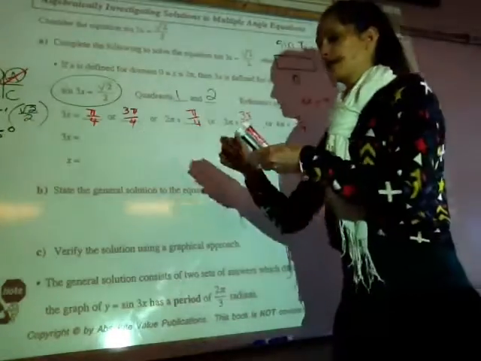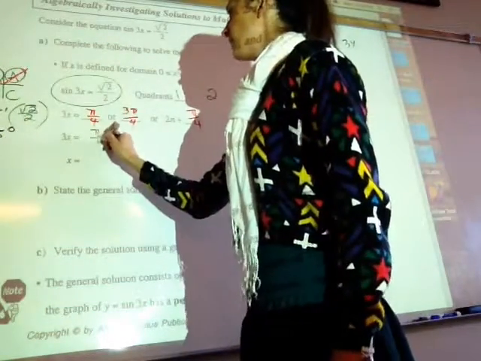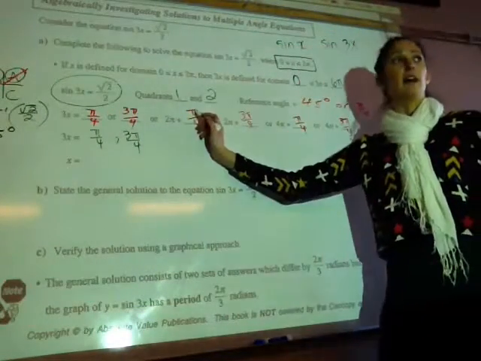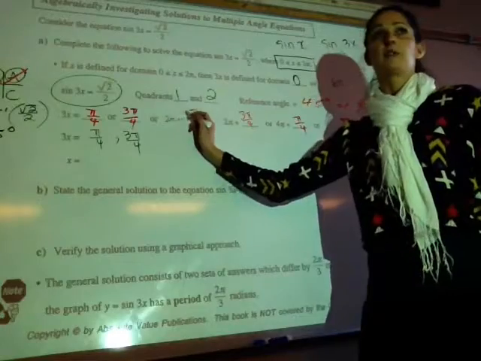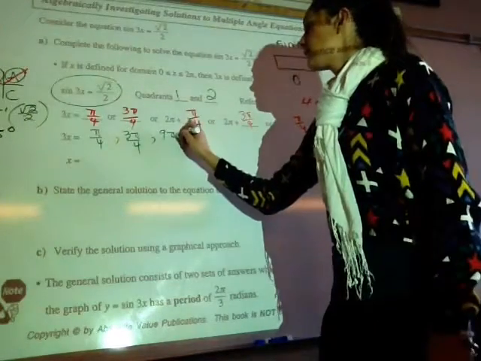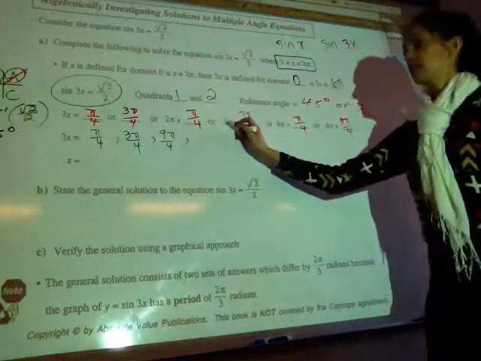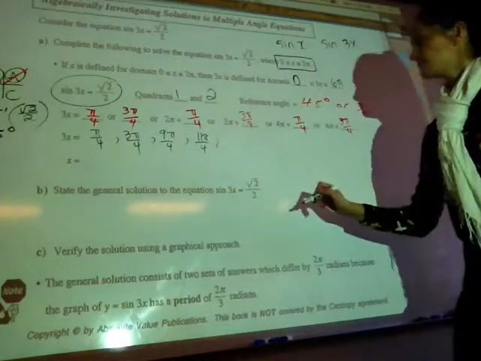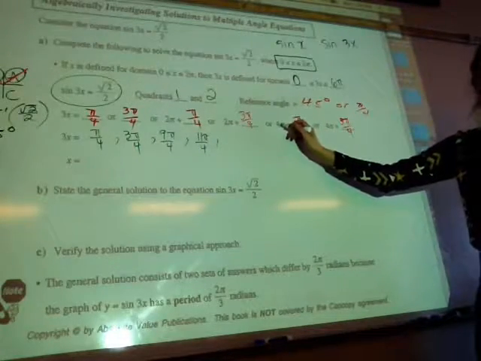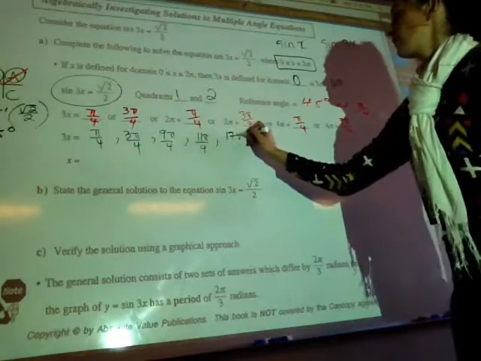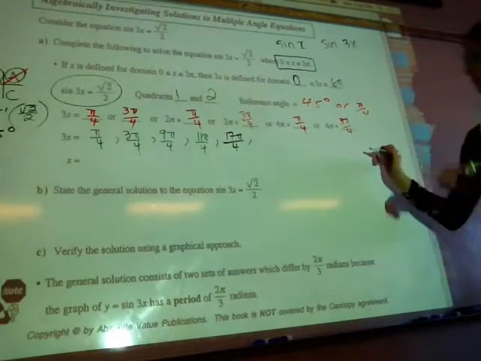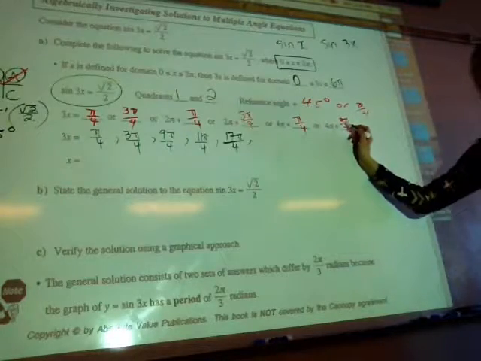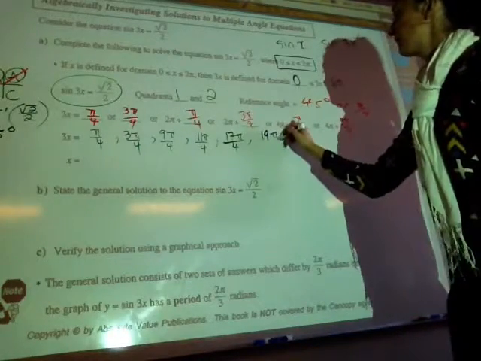So let's just summarize what our solutions are. We have pi over 4. We have 3 pi over 4. Then 2 pi plus pi over 4, that's going to be 8 pi plus 1 more pi is 9 pi over 4. 4 times 2 is 8 plus 3 is 11 pi over 4. 4 times 4 is 16, 16 plus 1 is 17 pi over 4. And lastly, 4 times 4 is 16, plus 3 is 19 pi over 4.